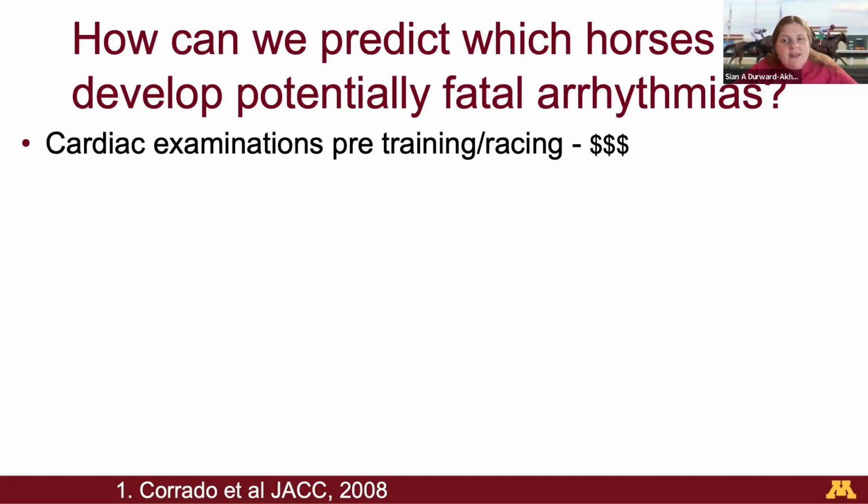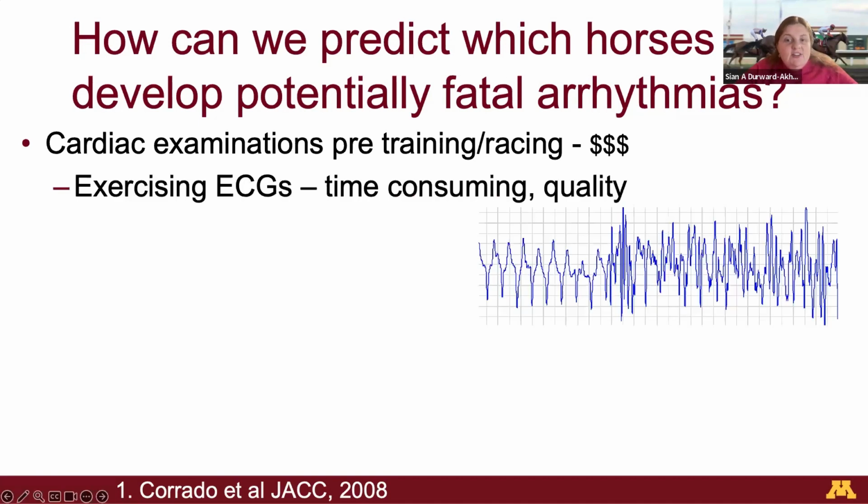Additionally, although exercising ECGs are used commonly in horses with suspected cardiac disease, they're not an ideal screening tool. They're time-consuming to perform and require the horse to be training and not just jogging. And then the quality can really vary. So we can see here, this is a quite nice exercising ECG with a heart rate of about 200 beats per minute. And then for whatever reason, we lose a lead, and the rest of this ECG is unreadable and not helpful for determining if that horse does develop an exercising arrhythmia or not.